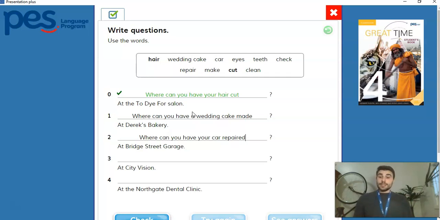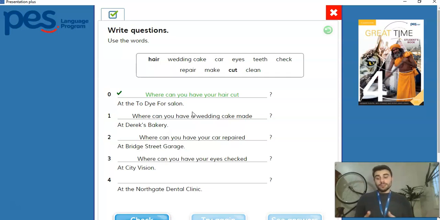Okay? Let's see the next. At City Vision. So, vision. What do you relate to vision? Eyes or teeth? Probably the eyes, right? So, the question following the model is, where can you have your eyes? And then what do we usually do with the eyes? We clean or we check? Good question as well. Usually in English, we usually have our eyes checked. Okay? So where can you have your eyes checked, because check is a regular verb and also the past participle is with ed.